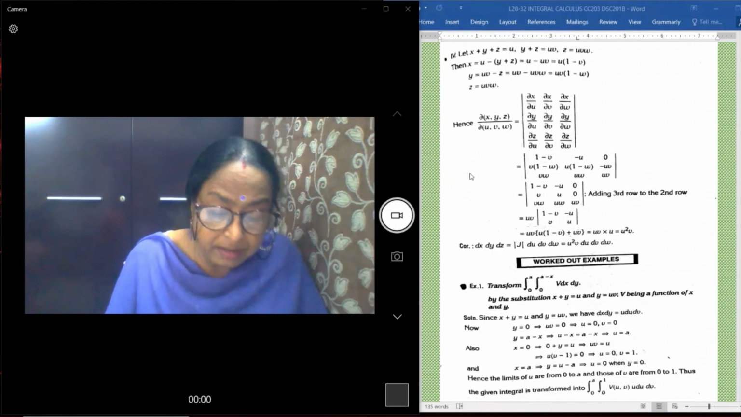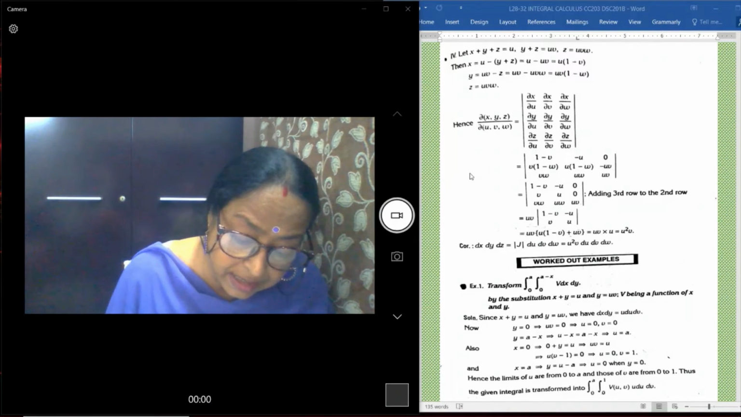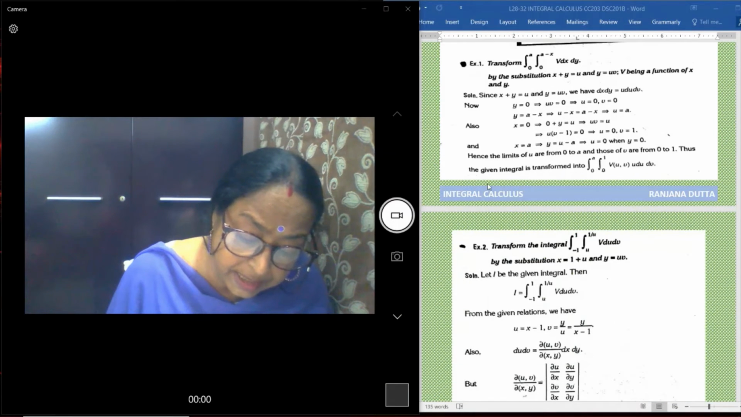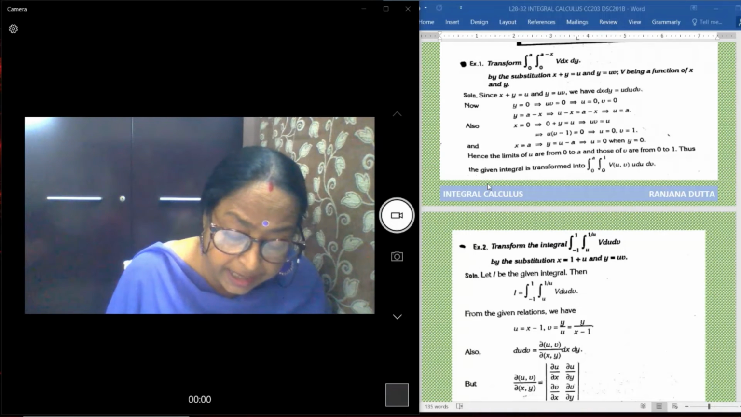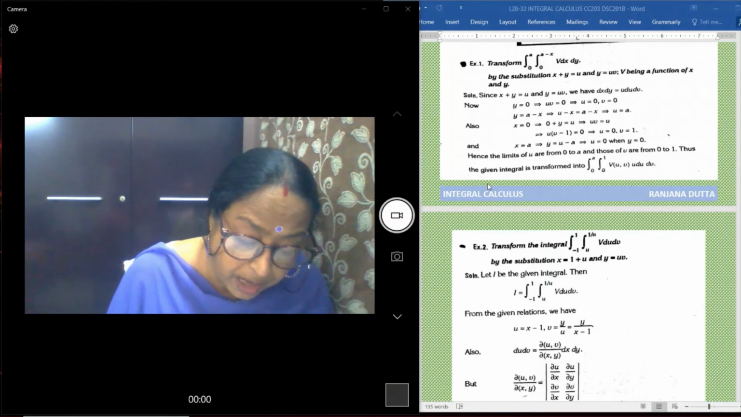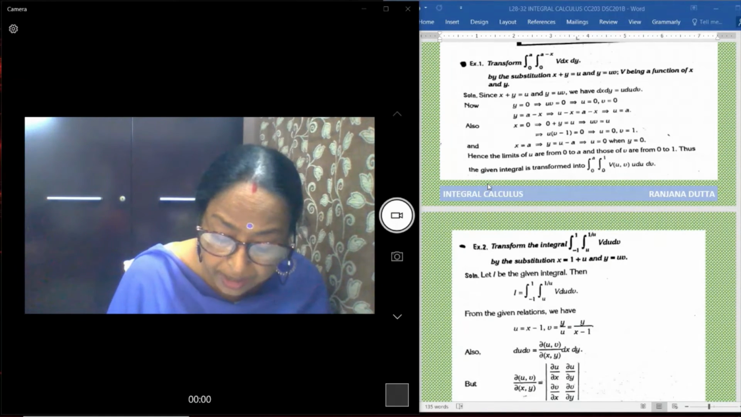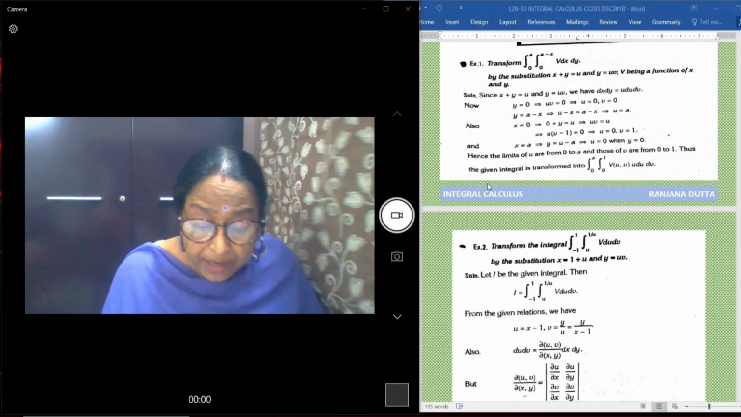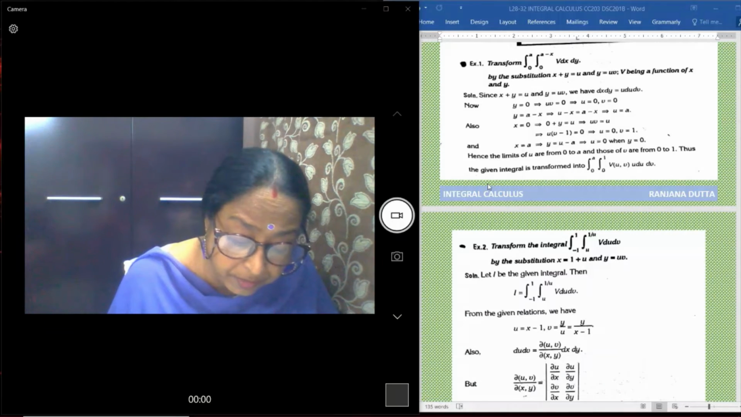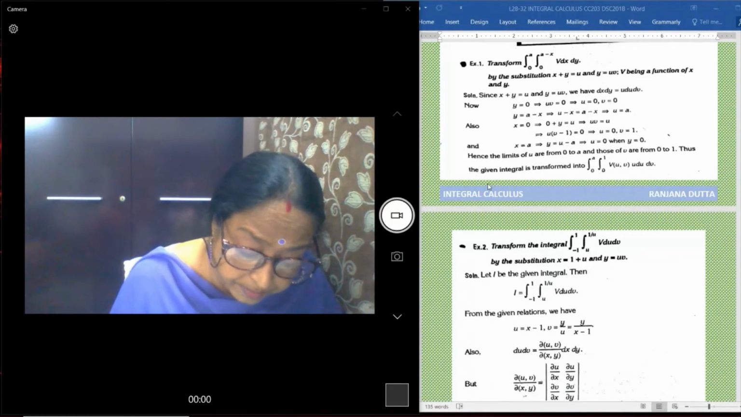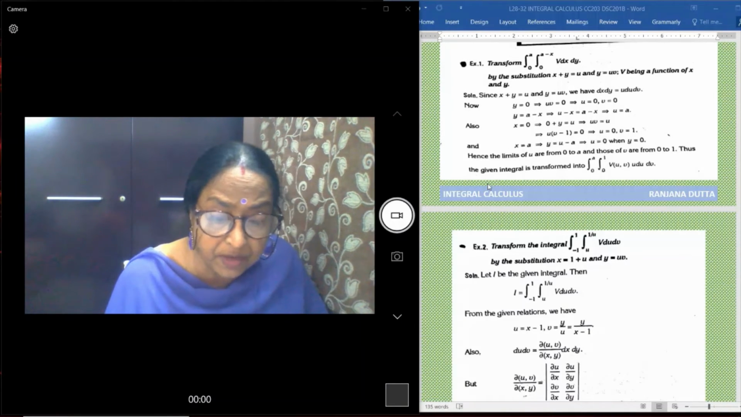Now some examples. Evaluate the integral of v dx dy, with x from 0 to a and y from 0 to a minus x, given that x plus y is equal to u and y is equal to uv, v being a function of x and y. Here x plus y is equal to u, so y is equal to uv. We have to find the value of the Jacobian as we did previously.